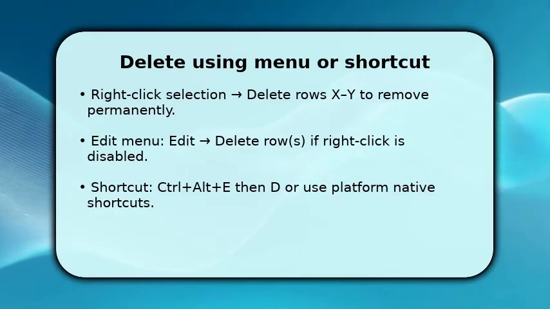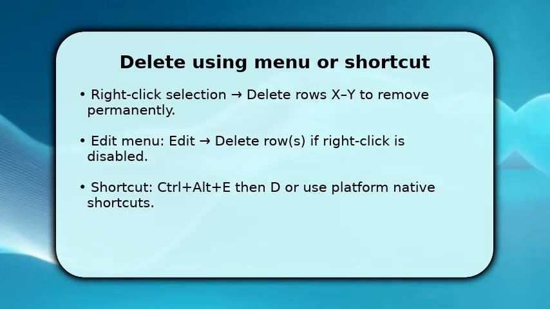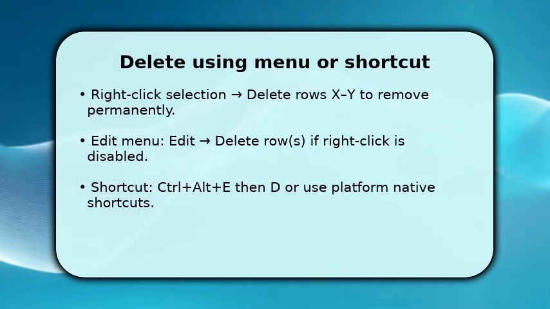Right-click the highlighted row numbers and choose Delete Rows X–Y to remove them immediately. This is the fastest approach. If right-click is restricted, open the Edit menu and pick Delete Rows. You can also use keyboard shortcuts tailored to your platform to speed the process.